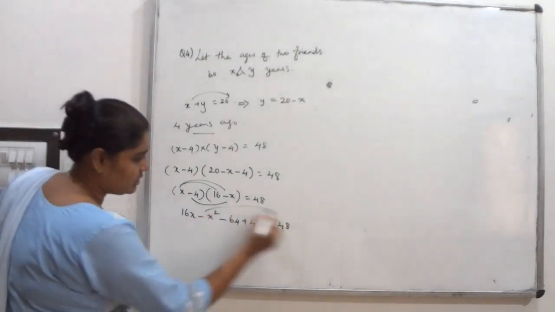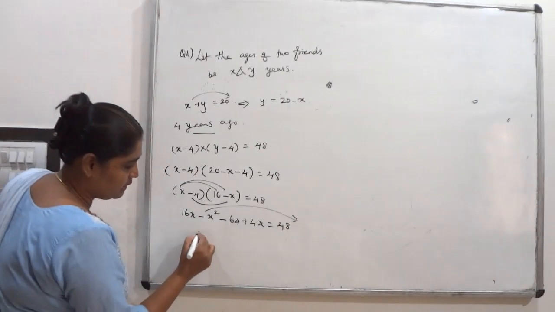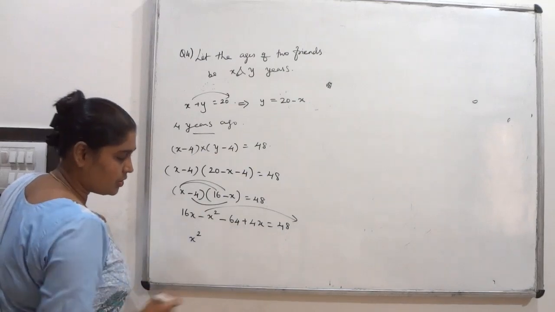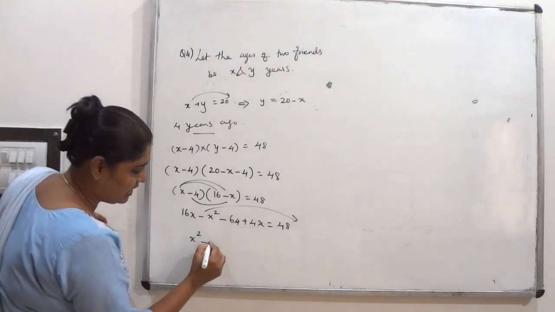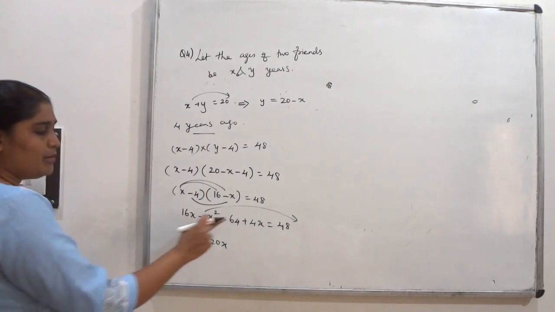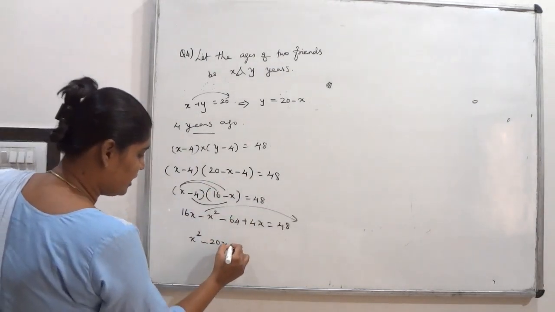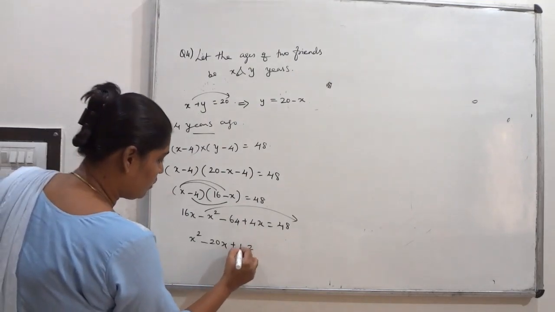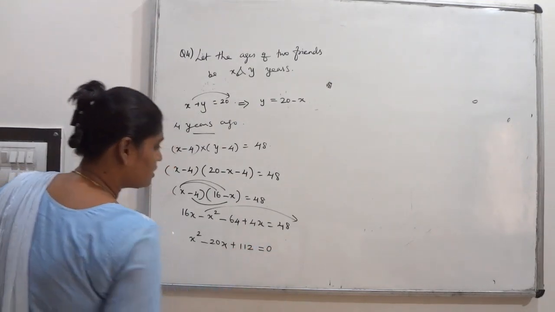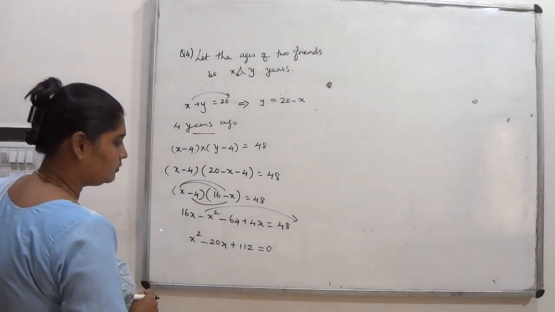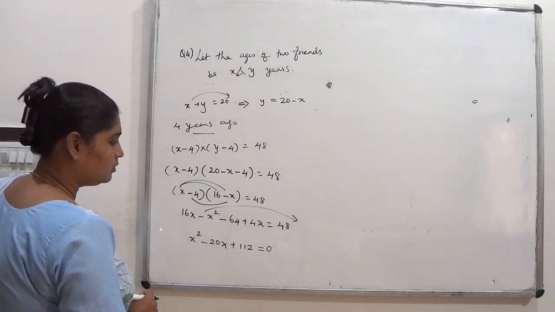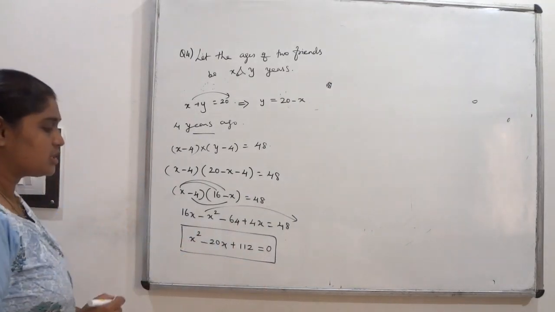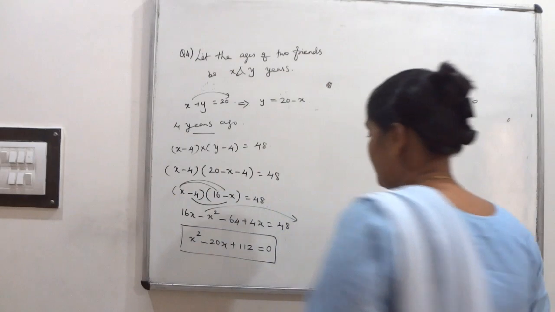Take that side: minus x square goes outside, plus x square. This is 16x and this is 4x, so altogether 20x; 20x goes outside, minus 20x. Minus 64 goes outside, plus 64. So add it: 48 plus 64 is 112, which is equal to 0. Now I got a quadratic equation, x square minus 20x plus 112.